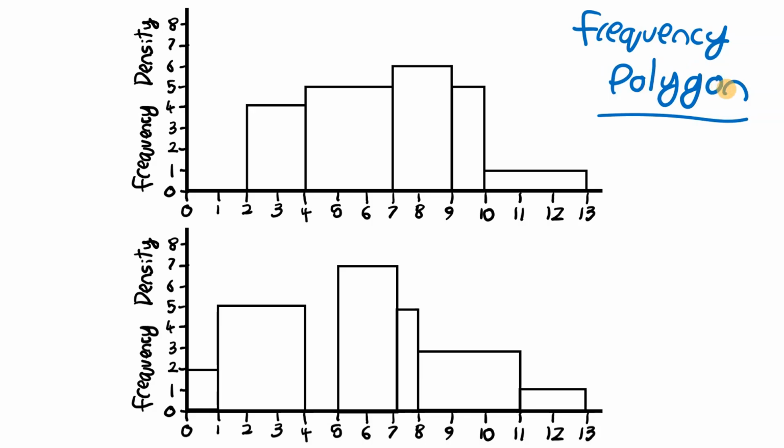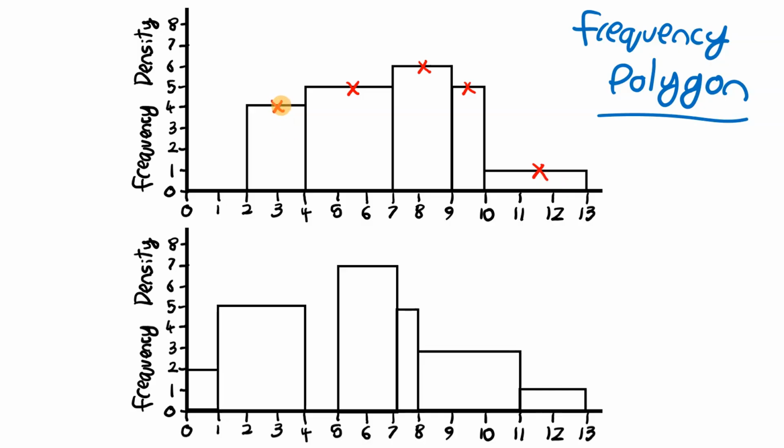Okay, so the way that you do this is for the bars in your histogram, you are going to find the midpoint of each bar. So for this bar here, the midpoint is here. For this bar here, the midpoint is here. For this bar, the midpoint is here. For this bar, the midpoint is here, and for this bar, the midpoint is here. And you're going to connect all of these points with straight lines.